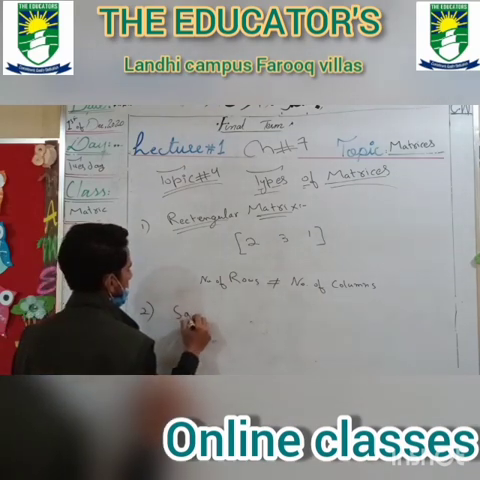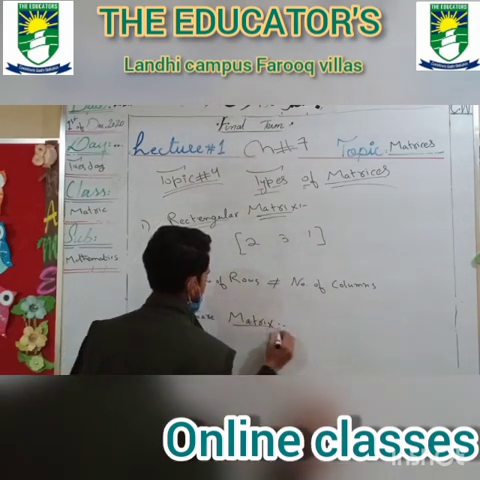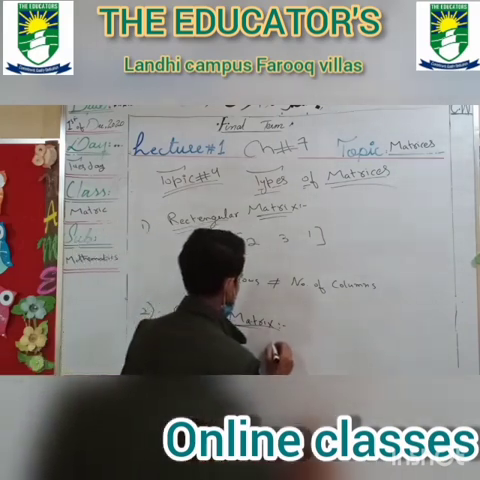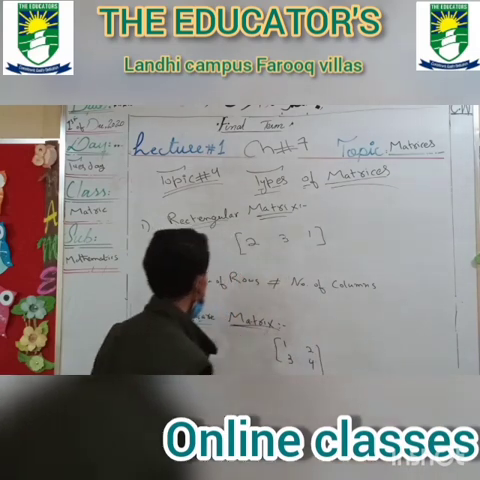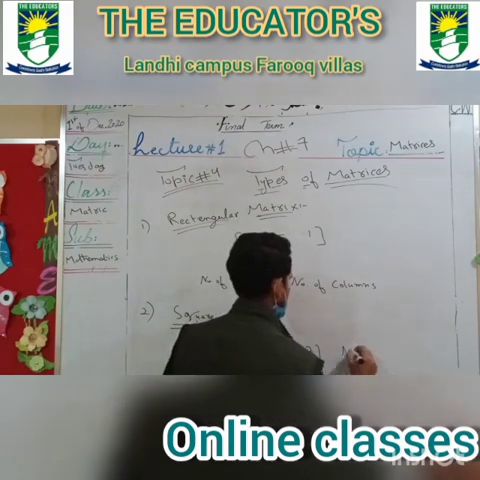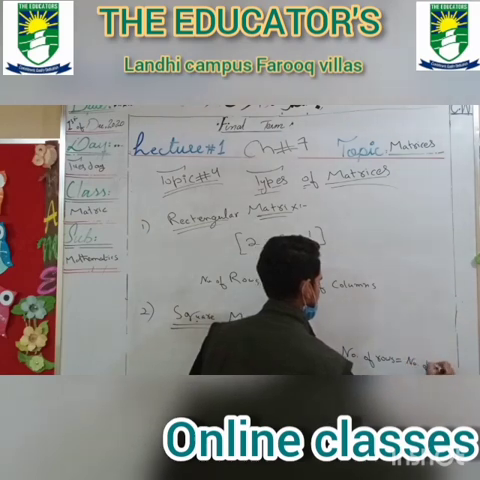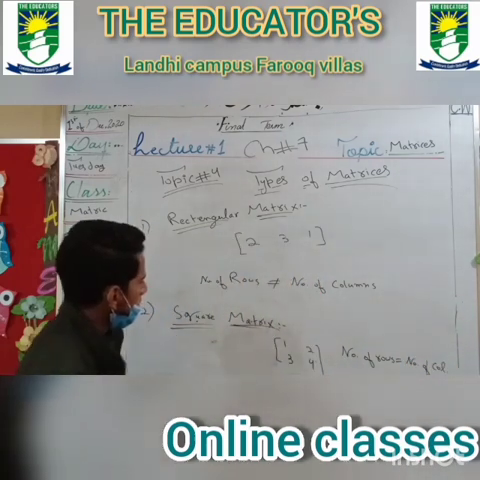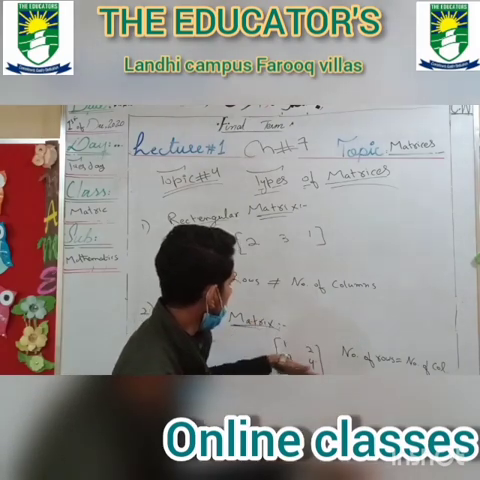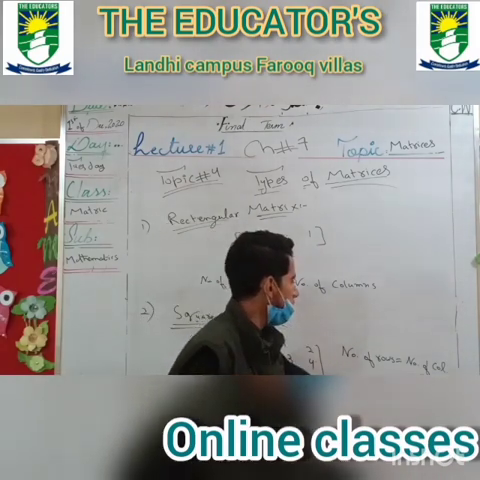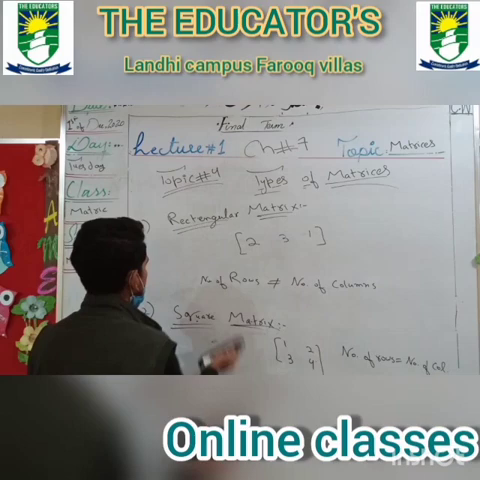Type number 2 is a square matrix. So I'm writing one example for a square matrix. In a square matrix, the condition is that the number of rows must be equal to the number of columns. Here you may see that there are 2 vertical columns and 2 horizontal rows as well. So the number of rows is equal to the number of columns. This is why it is called a square matrix. Now let's move to type number 3.